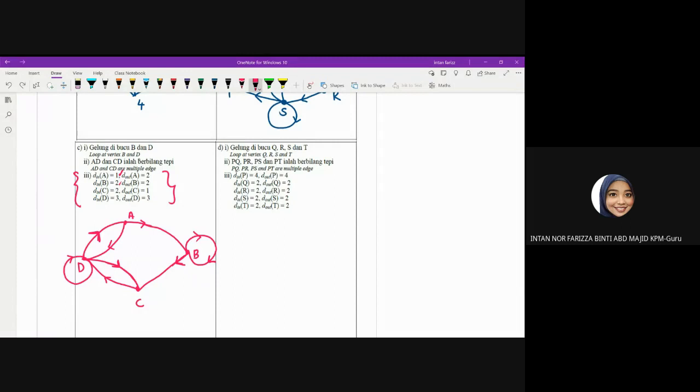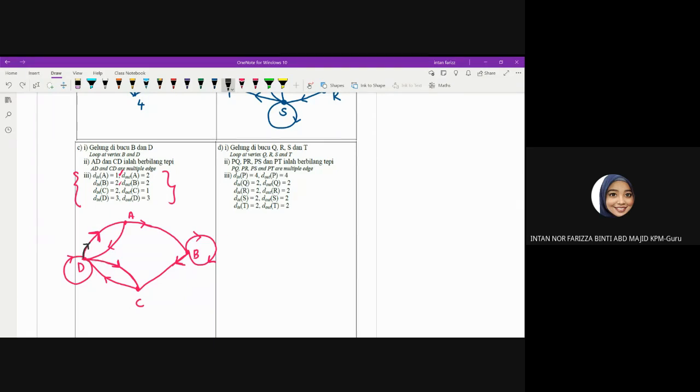Let's look at D. In D, we should have 3. So let's check. This is the first in, this is the second in to D, this is the third into D. So that means D in D, 3 also settle. So now D out D, we should have 3. Let's check. So the first one out, 1, 2, this one coming out from the loop D. So 3 branches coming out from D. So that means this is the correct diagram.